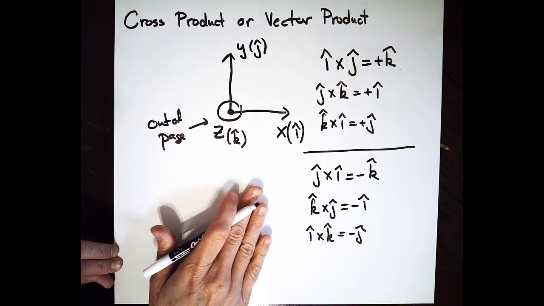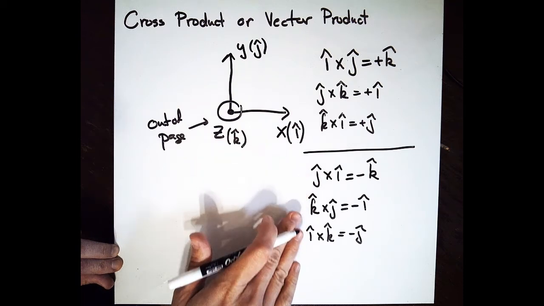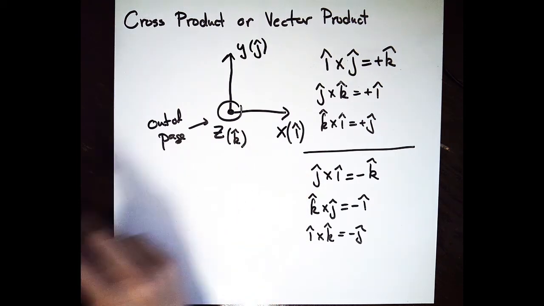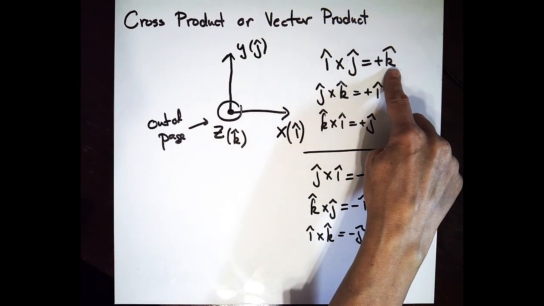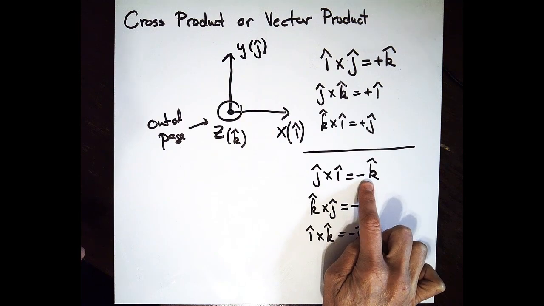So just something for you to keep in mind when you're doing the various components, the x piece, the y piece, and the z piece. If they're in alphabetical order, you'll get a positive answer. If they're in reverse alphabetical order, you'll get a negative answer.